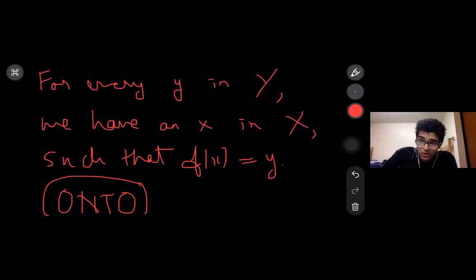Now this is not a one-to-one function, obviously, because there is more than one thing mapped to the same thing. But it is an onto function because for all the numbers in my codomain, I have a partner there. It has infinite partners, but it's still more than one.